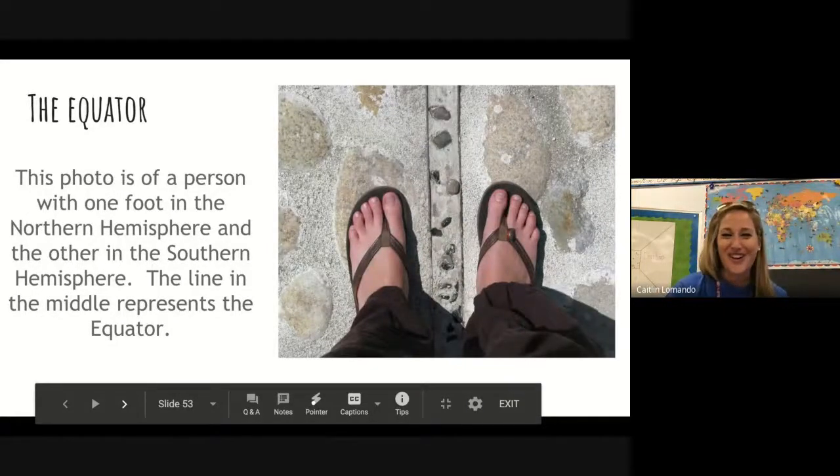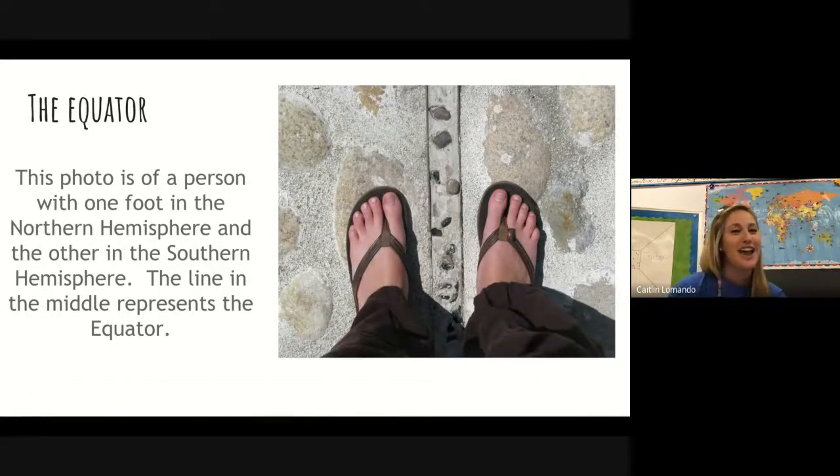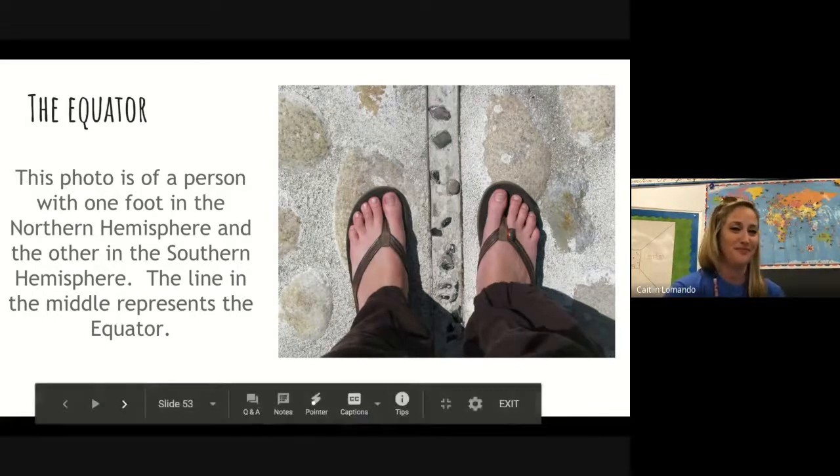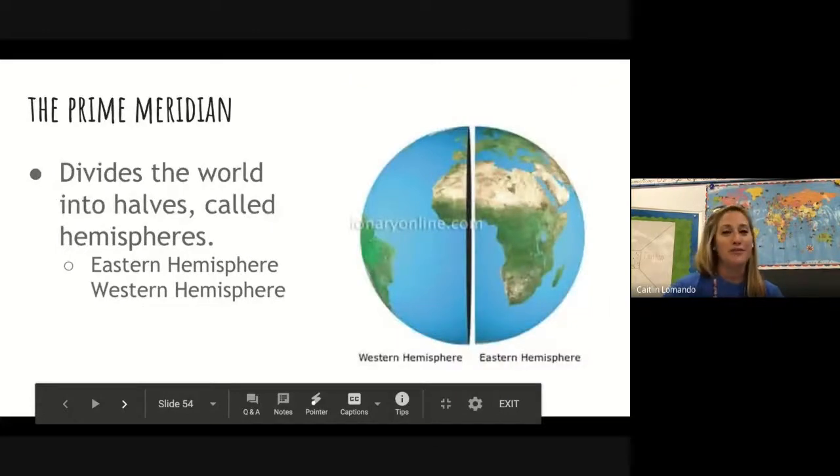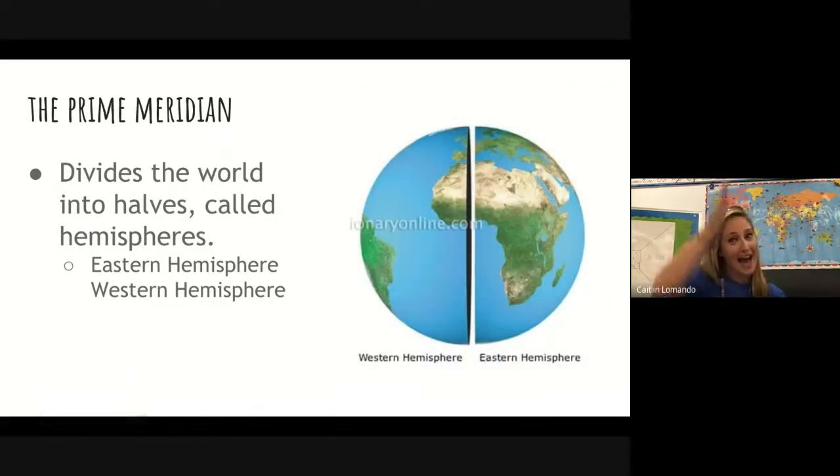So here is a photo of a person with 1 foot in the northern hemisphere and the other in the southern hemisphere. The line in the middle represents the equator. So this person is literally standing in 2 places at once. The prime meridian divides the world into halves this way, called hemispheres, the eastern hemisphere and the western hemisphere. Now remember, we live in the western hemisphere. A lot of times I get people thinking eastern hemisphere, maybe because we live in the northeast, I don't know, but we live in the western hemisphere.